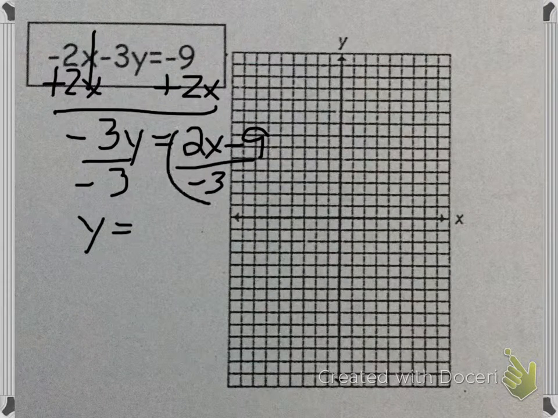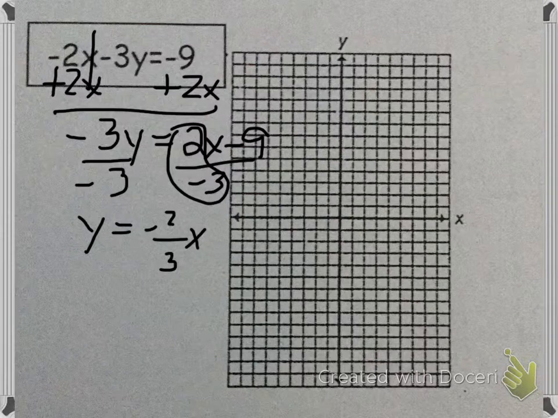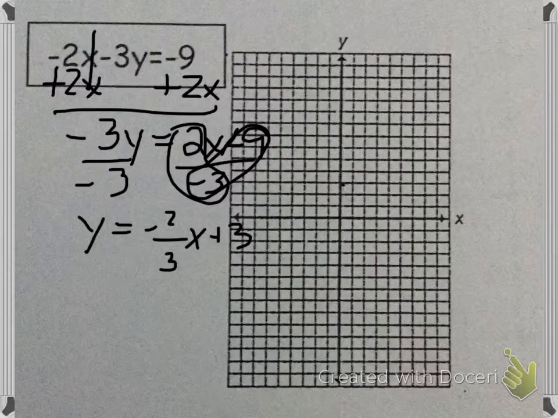We have a positive 2 divided by a negative 3. Positive divided by a negative gives us a negative 2/3 x. And then we also have a negative 9 divided by a negative 3, which gives us a positive 3. That 3 at the end represents the y-intercept, so we count up 1, 2, 3 spots.